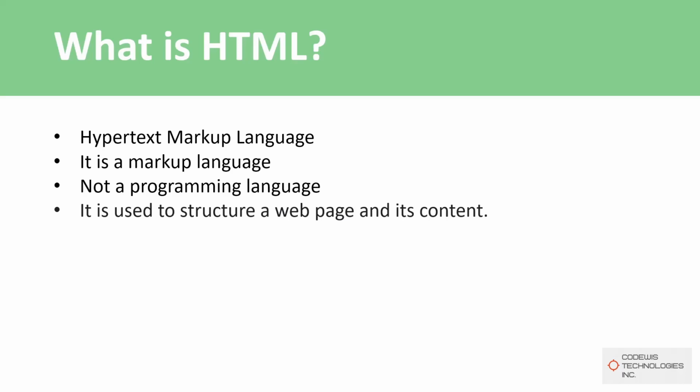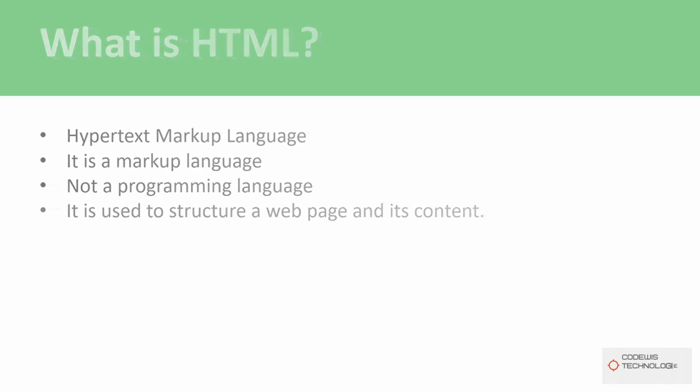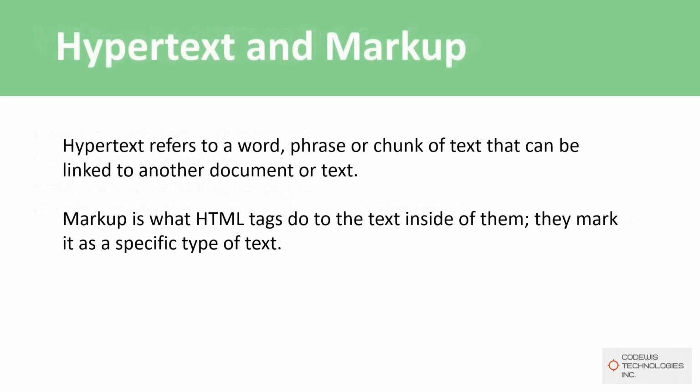It has nothing much to do with programming, as it cannot be used to write business logic or to perform mathematical calculations. And what do we mean by hypertext and markup? Hypertext refers to a word, phrase, or chunk of text that can be linked to another document or text. Markup is what HTML texts do to the text inside of them. They mark it as a specific type of text.